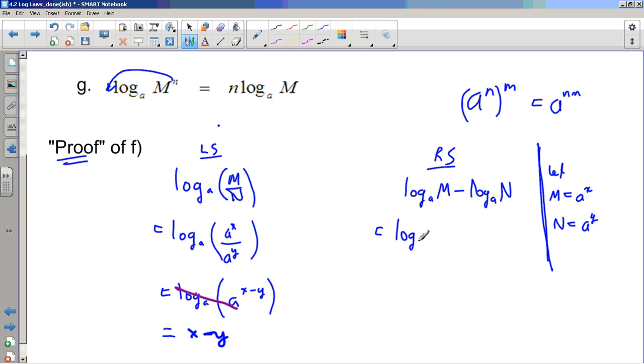Now I'm going to pull the same trick. That M is just a to the exponent x.